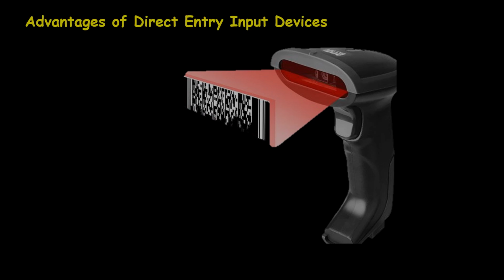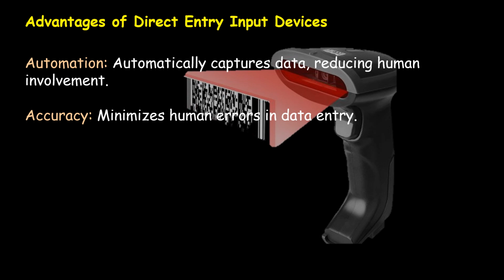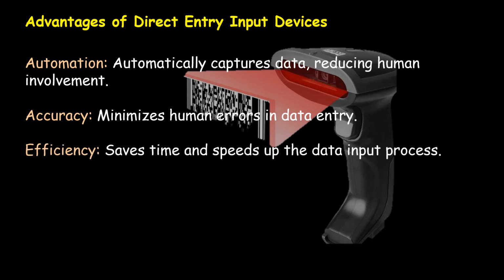And now let us see the advantages of direct entry input devices. Direct entry devices like scanners, touchscreens, or barcode readers are beneficial because they automate the data entry process. It also reduces the human errors and speeds things up. This makes them more efficient and accurate compared to traditional devices like keyboards.